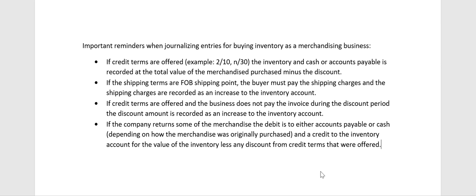If the company returns some of the merchandise, the debit is to either accounts payable or cash, depending on how the merchandise was originally purchased, and the credit is to the inventory account for the value of the inventory less any discount from the credit terms that were offered. So now that we've reviewed these important reminders, let's get into our example.